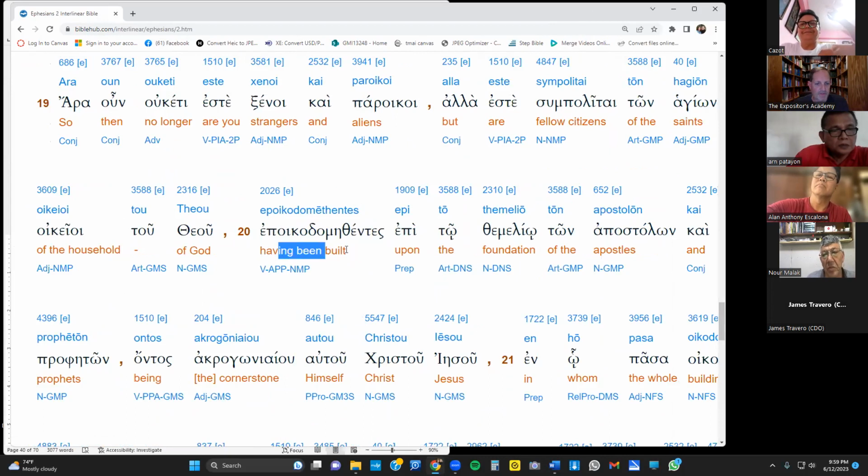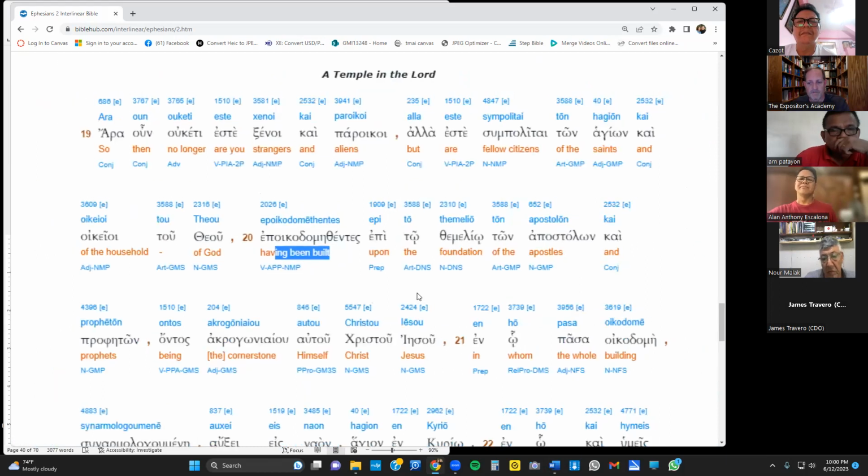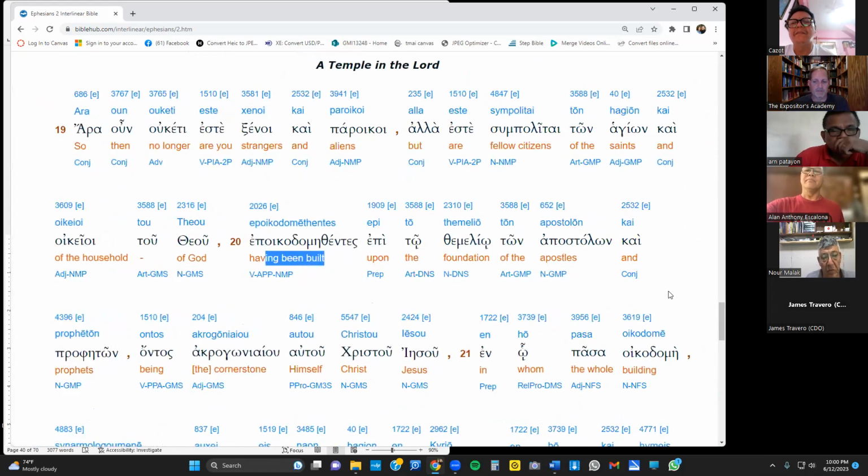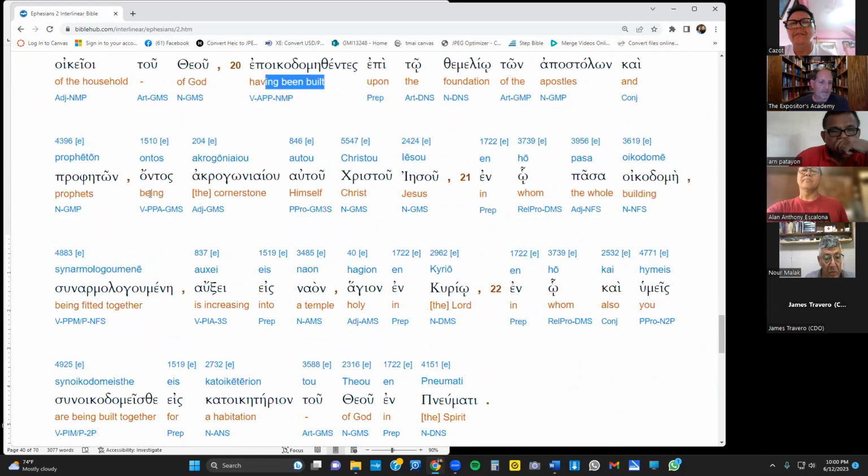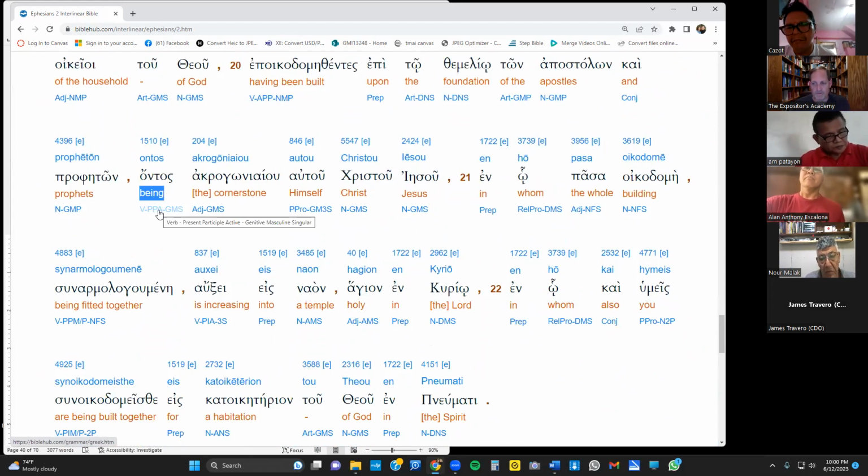All right, here's that "having been built." So let's look and see. Aorist participle passive. Can you guys see that on your screen? It's pretty small font there. Can you guys see that in the box? It says aorist participle passive. Okay, so having been built is a participle. And then it says upon the foundation of the apostles and prophets. And then notice there's being. Let me see. Present participle active. Okay, that was a participle too.